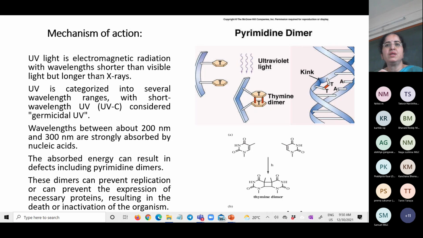Now here you can read this point that it is electromagnetic radiation with a wavelength shorter than visible light but no shorter than X-rays. Now this absorbed energy can result in defects including pyrimidine dimers. These dimers will prevent the replication or can prevent the expression of necessary proteins, resulting in death or inactivation of the organism. Is it clear now? Yes, ma'am. So this was the mechanism of how the ultraviolet rays work on the microbes.